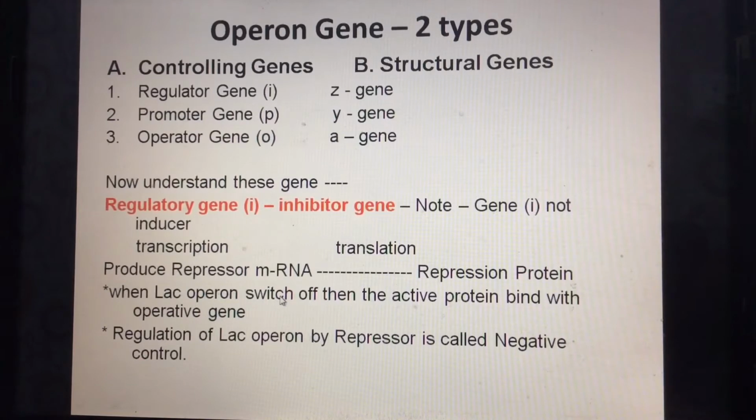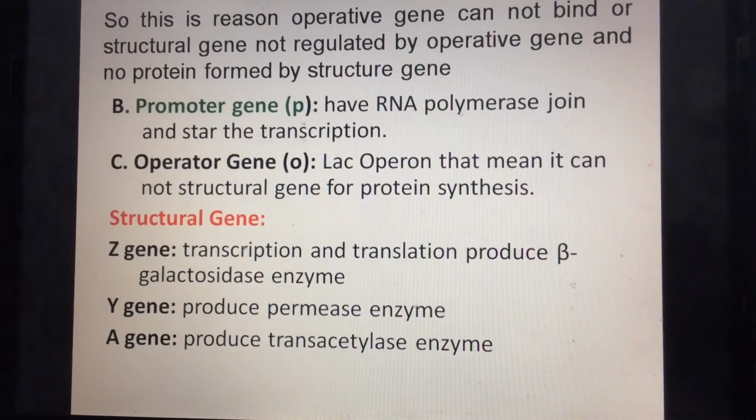When the Lac Operon is switched off, the active repressor protein binds with the operator gene. I will show you in the diagrams. When there is no lactose, the Lac Operon is switched off and this repressor protein binds with the operator, so there is no movement of RNA polymerase from the promoter to the structural genes. Regulation of the Lac Operon by a repressor is also called negative control. Why it is called negative, we will discuss later.